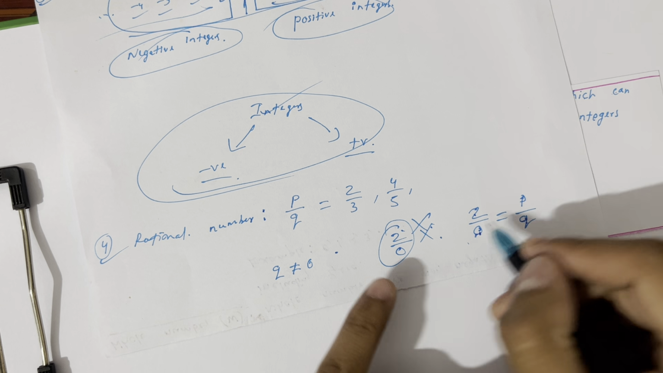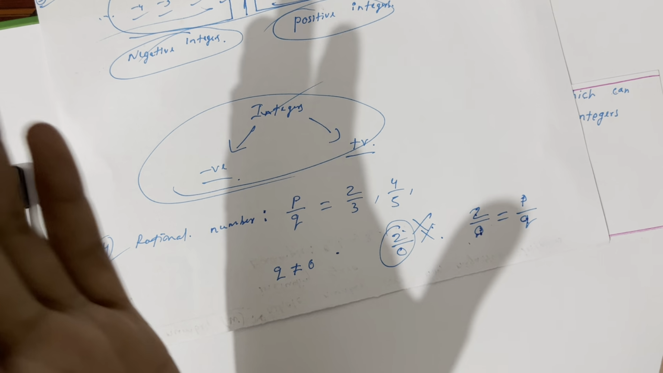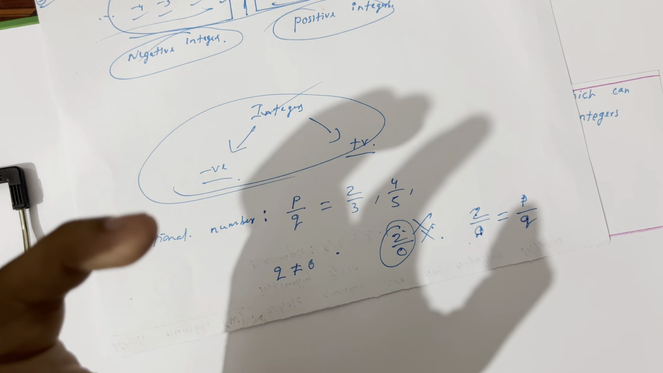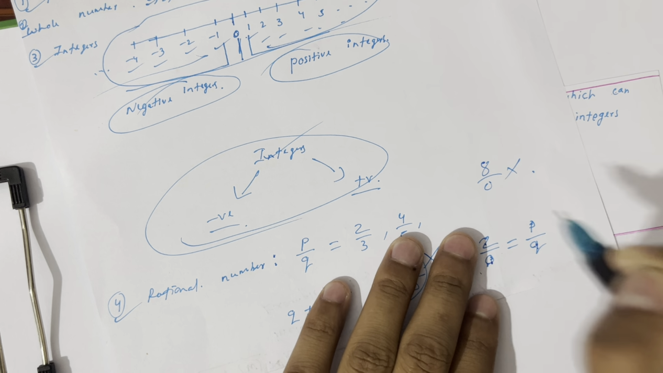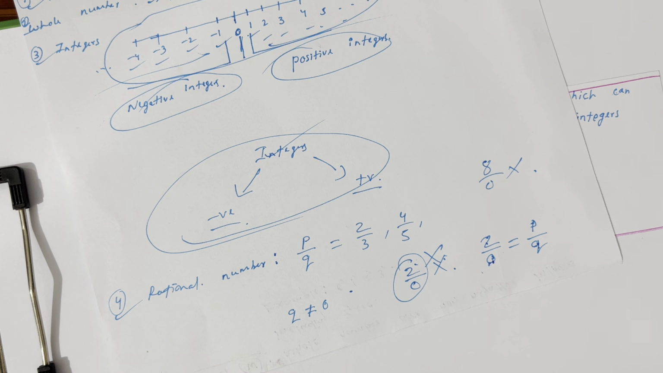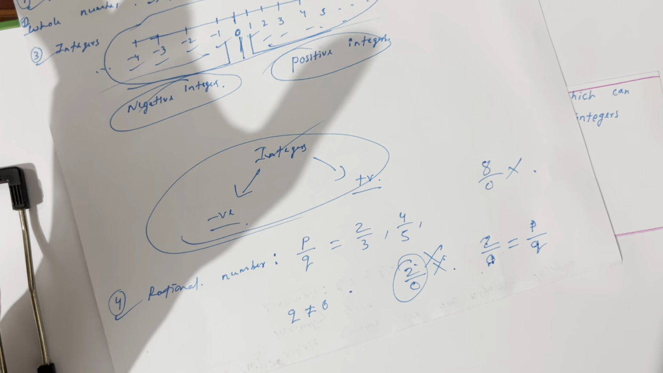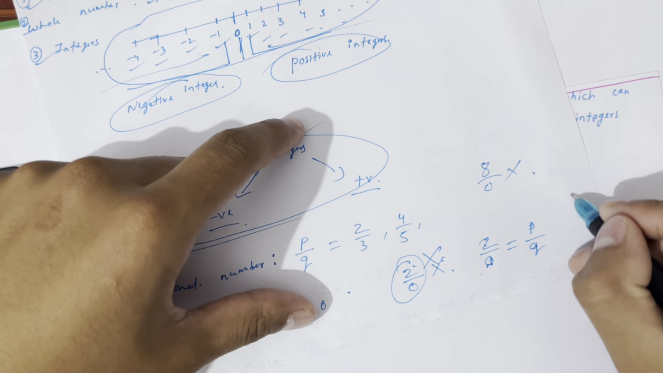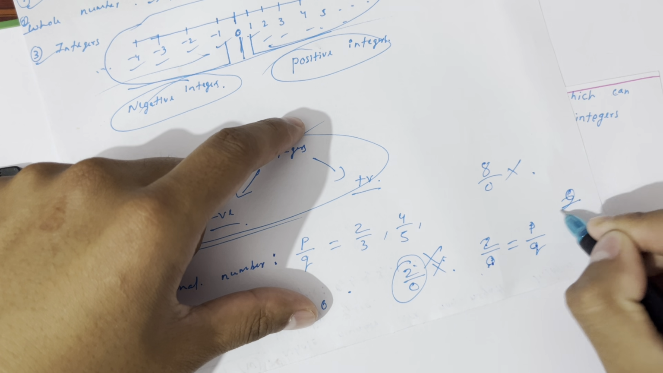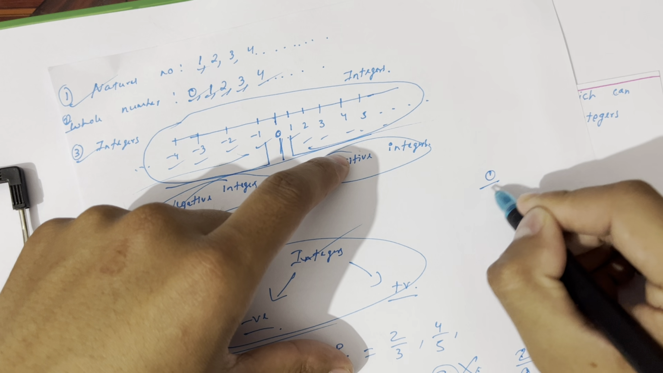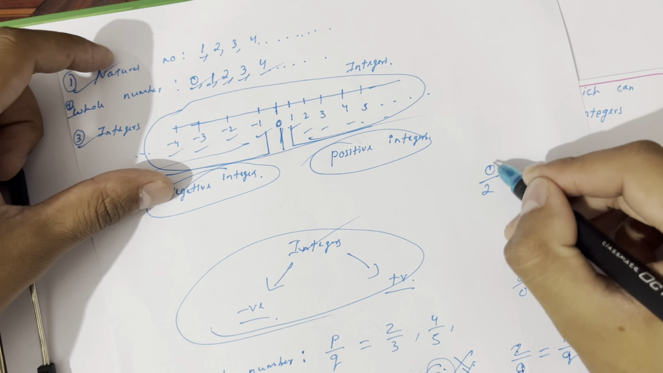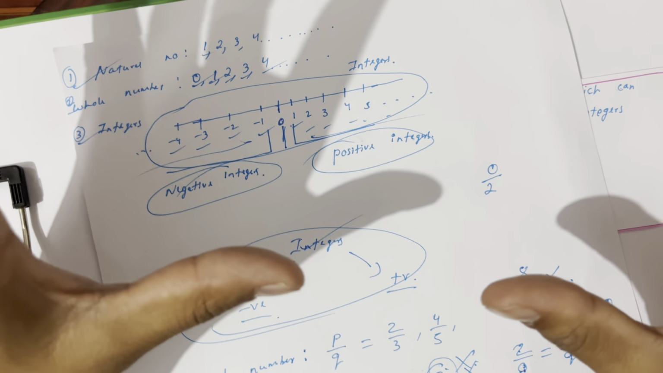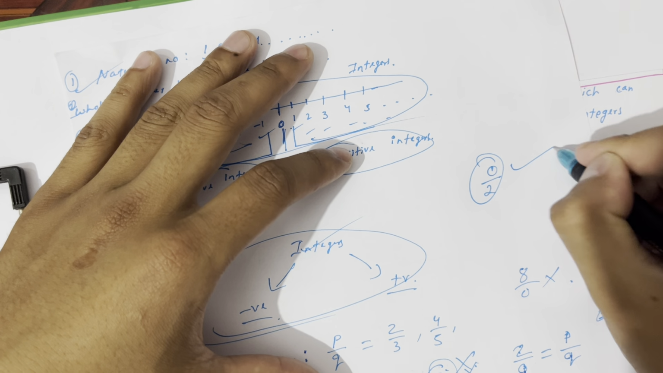Okay, so if you write like this, suppose I ask you to give me a rational number, and you write 8 by 0, this is wrong, this is not a rational number. Now if you write 0 by 2, and you ask me, is this a rational number? Yes, this is a rational number.